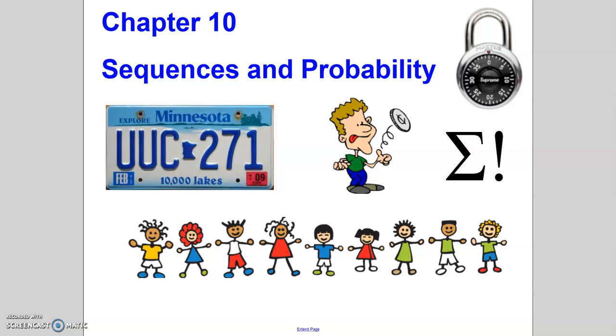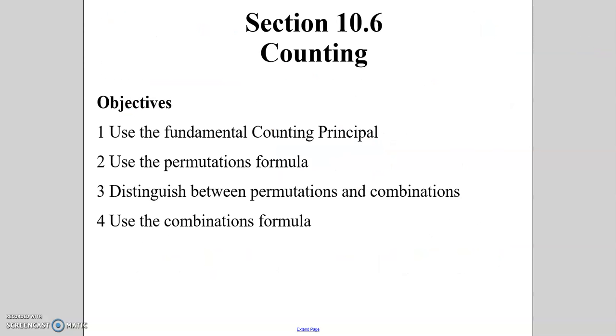Welcome back. Today we're going to continue Chapter 10, Sequences and Probability, and we're actually going to jump to Section 10.6, which we will be spending 3 total lessons on, and this will be the last section we do this year. The reason I'm ending with this is because it is my favorite type of math out there. You can see Section 10.6 is just called counting.